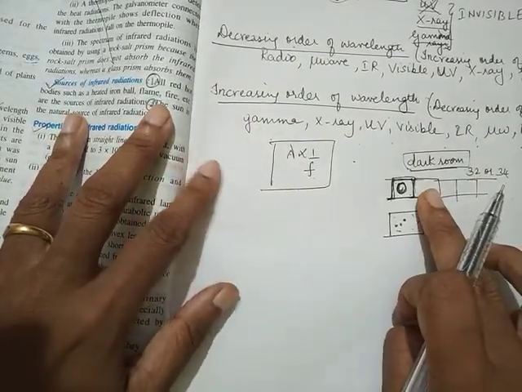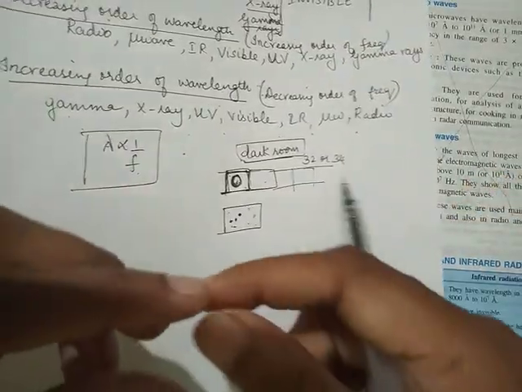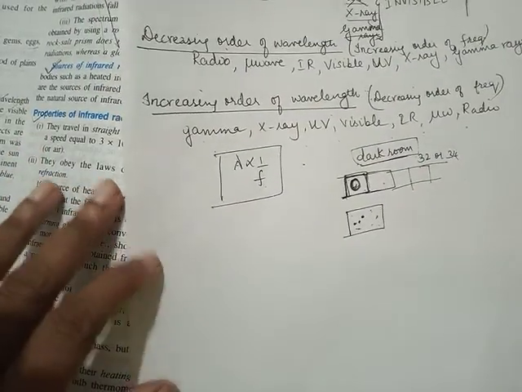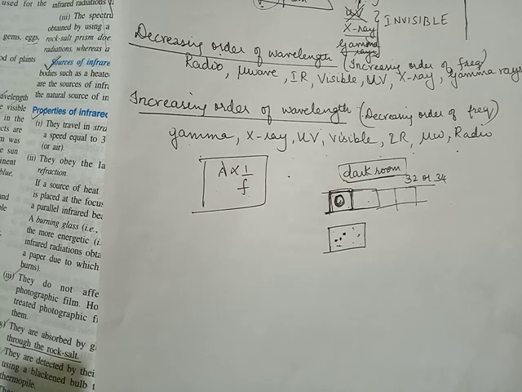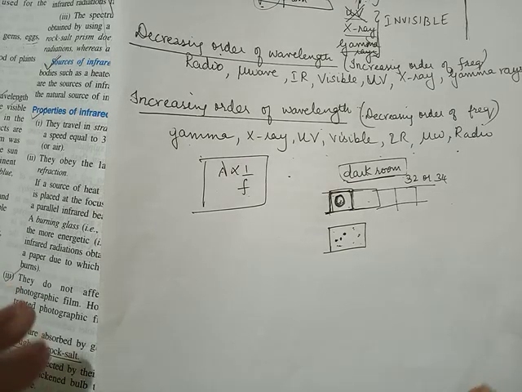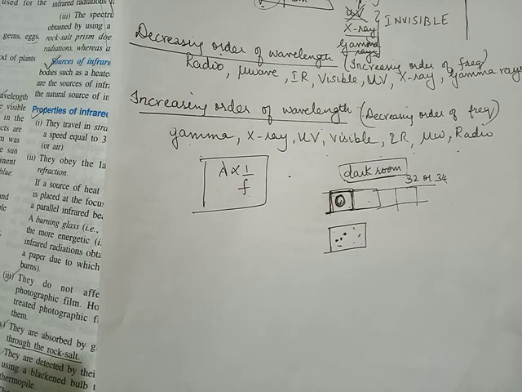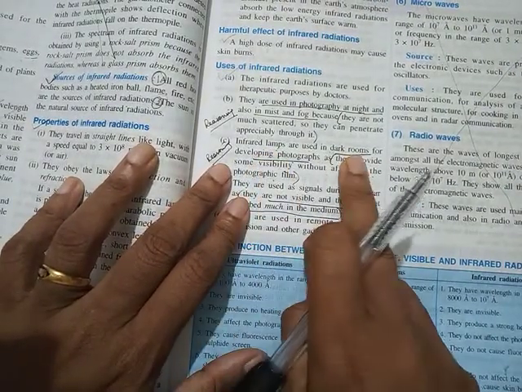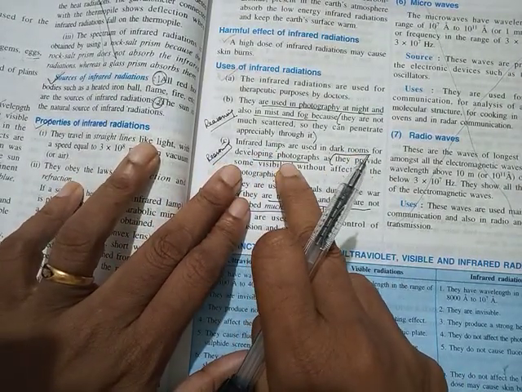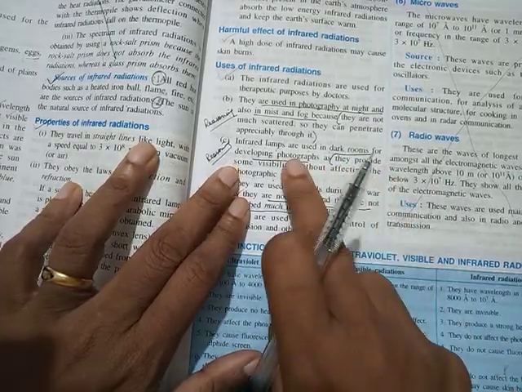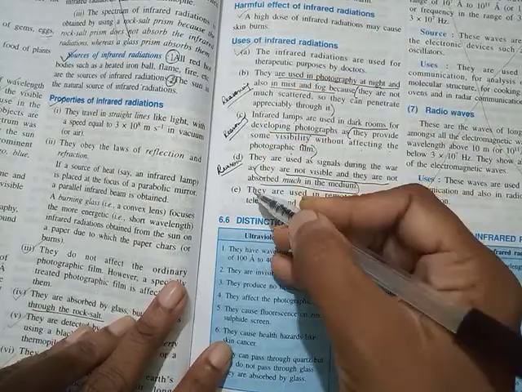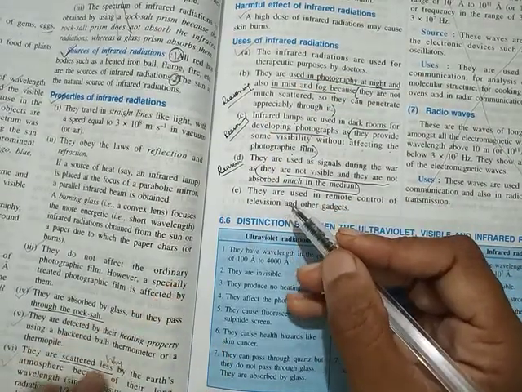These films are so sensitive to visible light that if I just pull out one film and expose it, I can't use it again, because the whole thing will be reacted; sunlight would have activated the whole thing. So specifically they use infrared lamps in dark rooms for developing photographs. So I have put this in reasoning. These are three important reasoning questions that are asked very often.